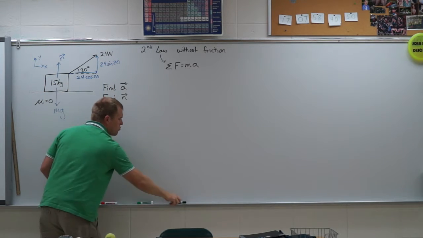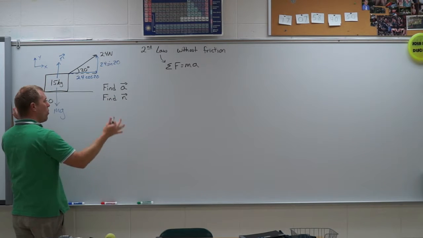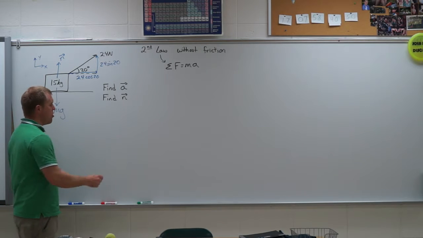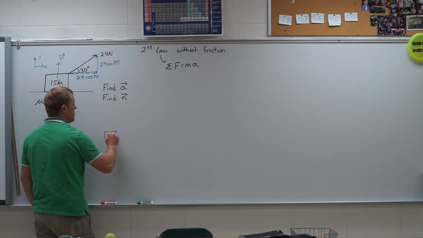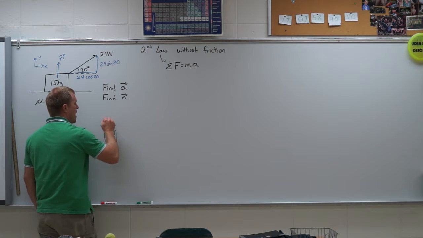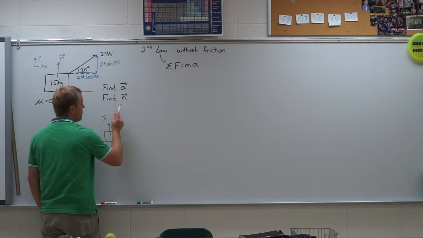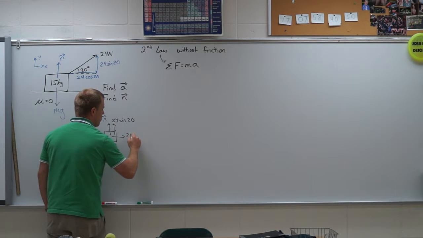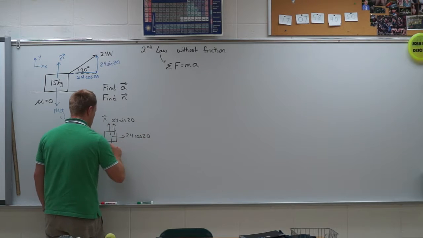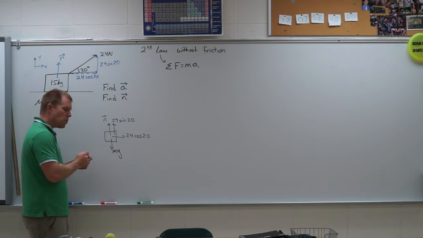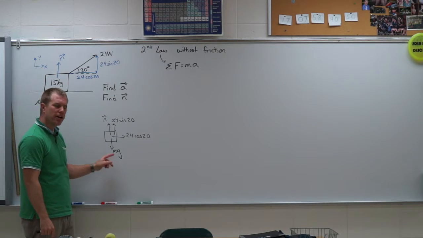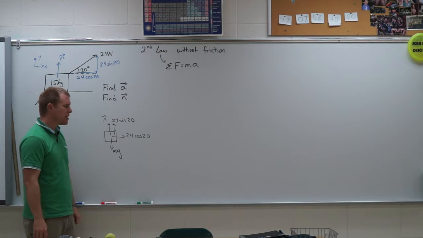Now, some people like to redraw this free body diagram just to organize it a little bit. So all the blue arrows, I'm going to redraw it with just those. So I have the normal force, I have the 24 sine of 20, I have 24 cosine of 20 and mg. The reason we like to redraw it is you can see which vectors are in my y direction, which vectors are in my x direction.